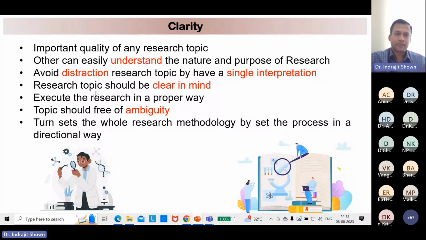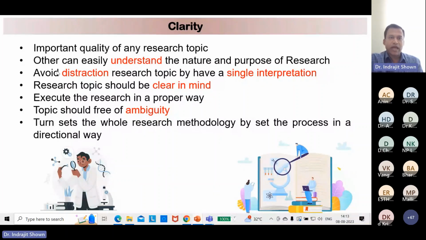Then next one, easily understandable. Whatever topic you choose, first of all you should understand it, then when you explain it to others, they should also understand easily. That is also another part. Others can easily understand what the purpose and what the nature of that particular research is.